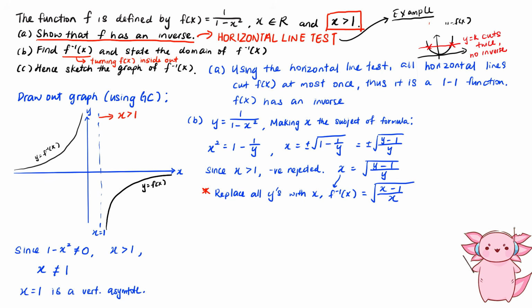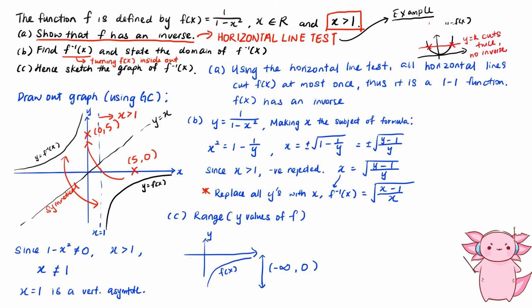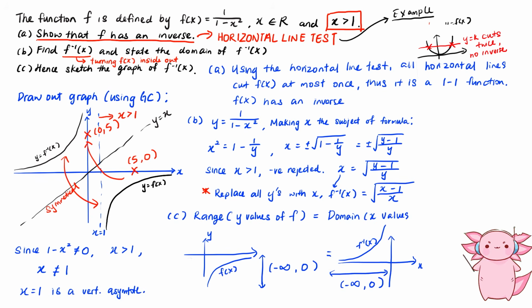If we take a look at the graph of f inverse of x over here, you can see that it's symmetrical about the line y equals x. To give an example, a point on the x-axis like (5, 0) for f of x will be flipped over to the y-axis at (0, 5) for f inverse of x. So therefore, we can say that the range, which is the y values that f of x can take, will be transformed into the domain, which is the x values of f inverse of x.